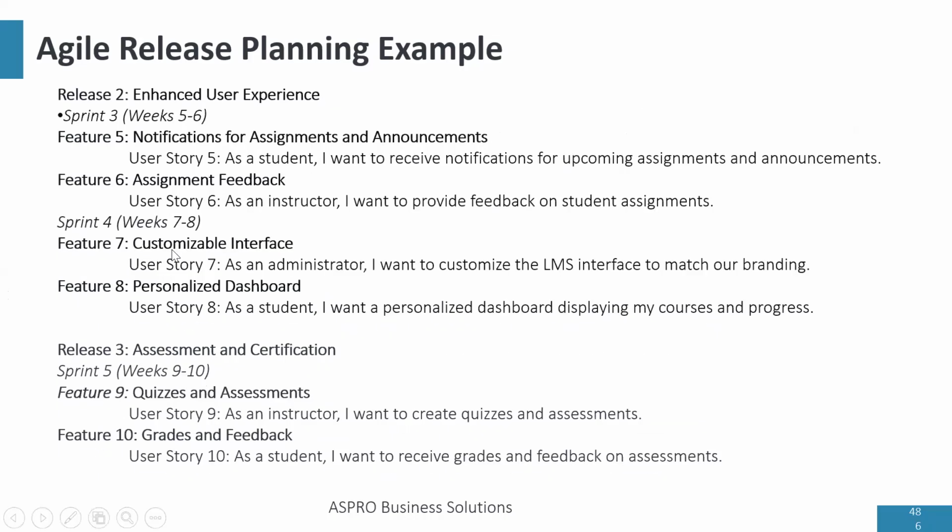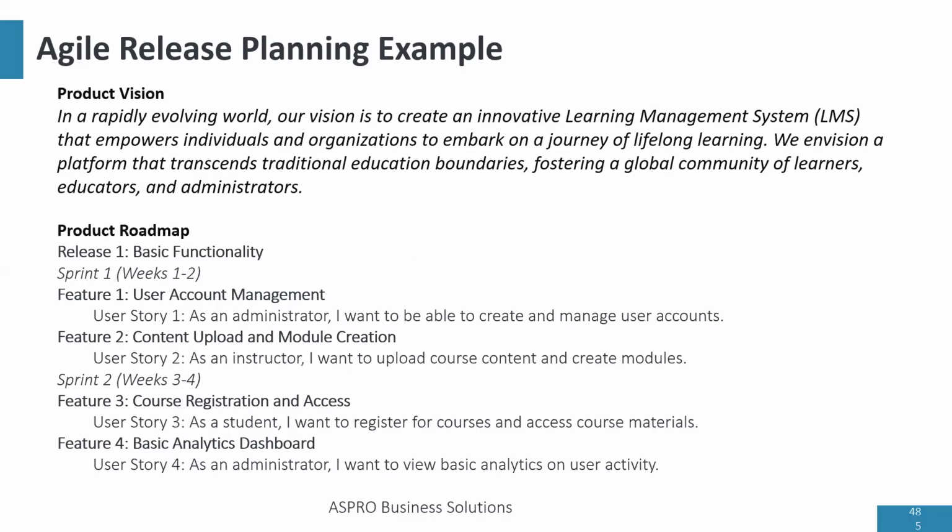Each release is made up of 2 sprints, 2 iterations. So each release in this project is made up of 2 iterations, and sprints are also known as iterations. So for the first release, we have 2 sprints, sprint 1 and sprint 2. In the first sprint, 2 features will be made: user account management and content upload and module creation.